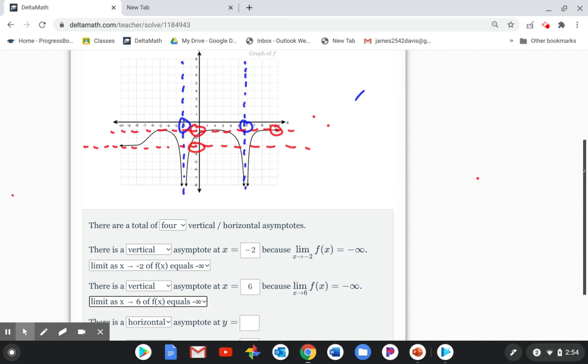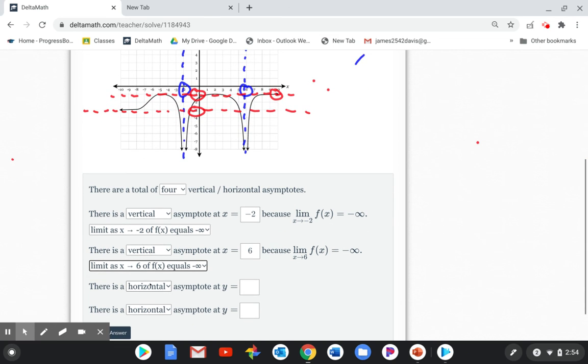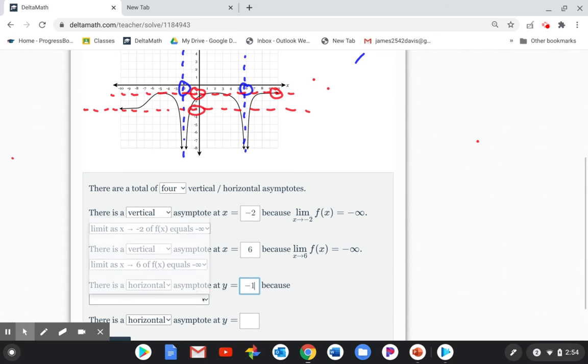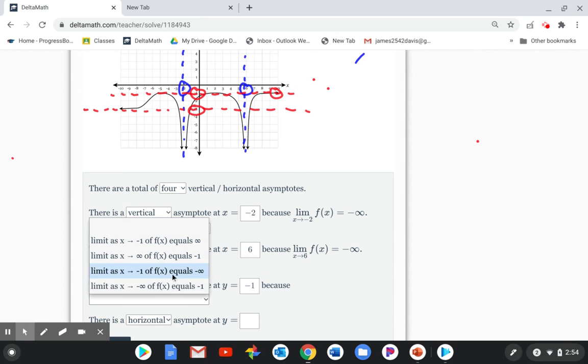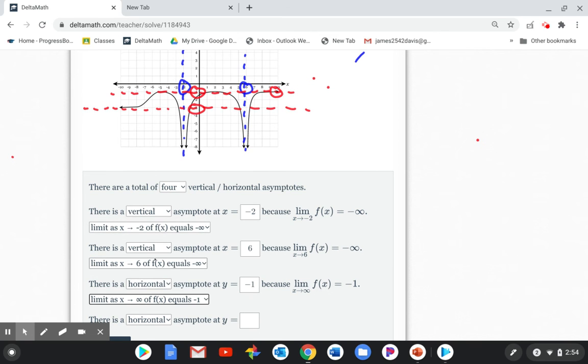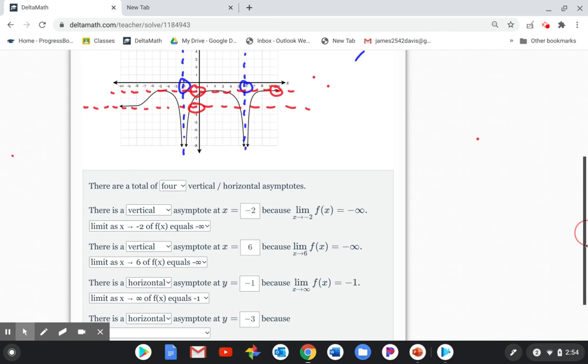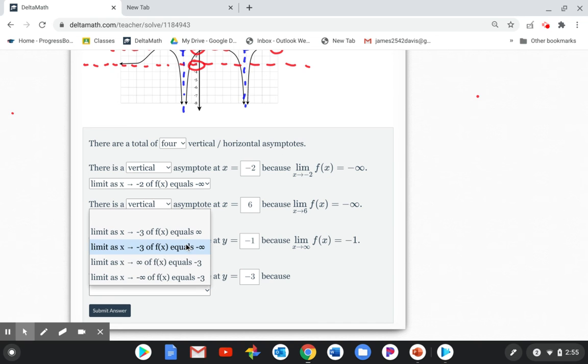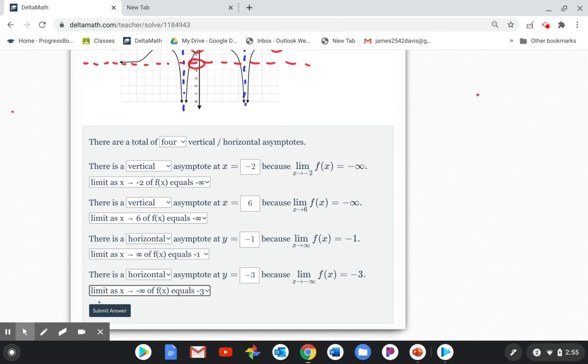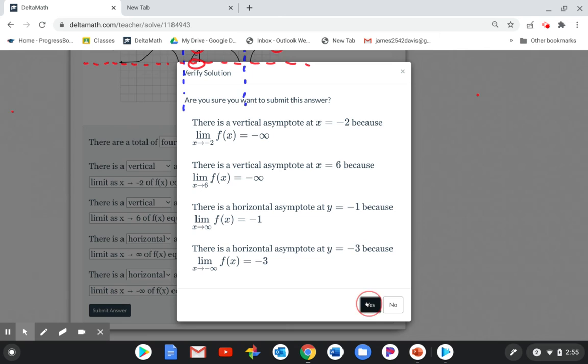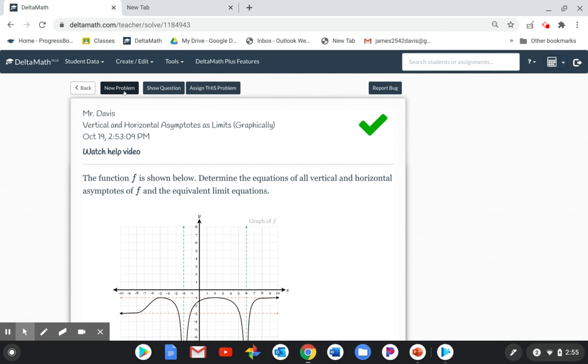The next 2 are horizontal. Again, think of them as our end behavior. So our first one was at negative 1. And that's because the limit as we get to positive infinity is approaching negative 1. And then the other horizontal was negative 3. And that's because as we go to negative infinity, it's approaching negative 3. All right, we'll do one more of these.